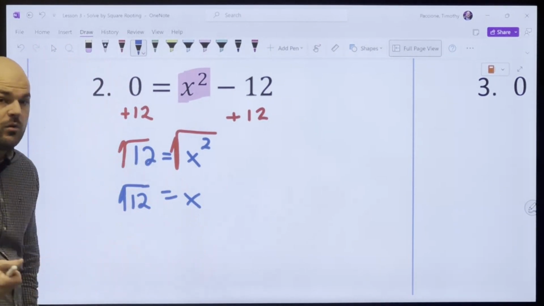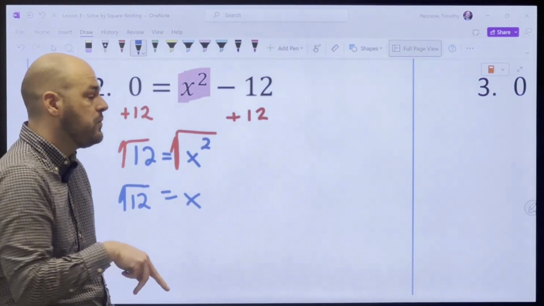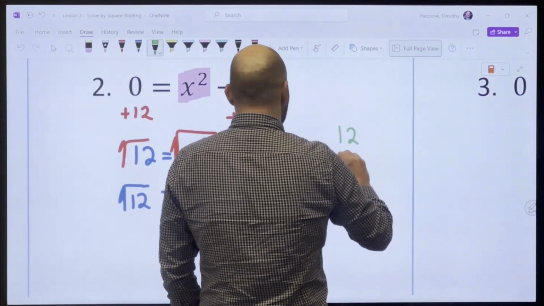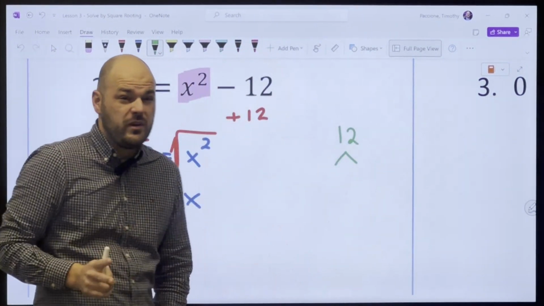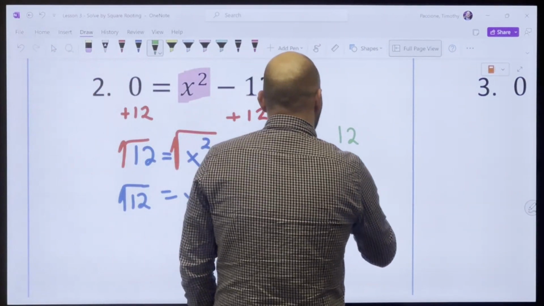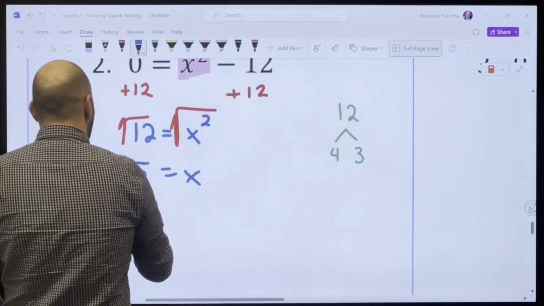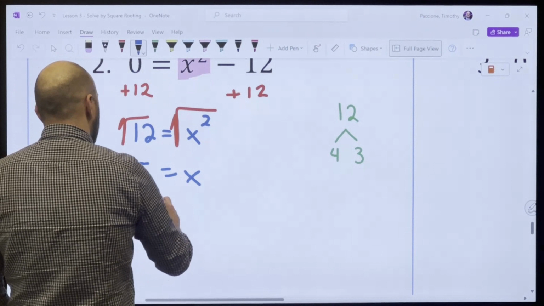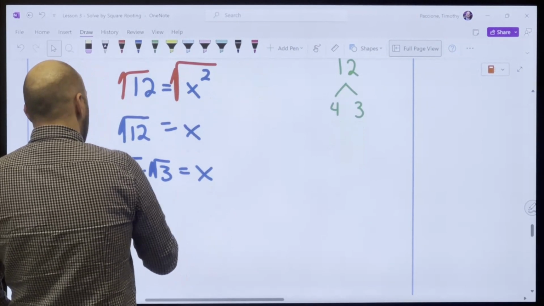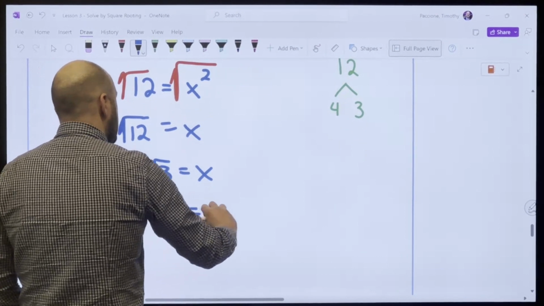Now, if I have the square root of anything that's not a perfect square, I have to do what we did on the front, where we check whether or not I can break it down. So I take 12 over here, and I say, well, let's see. Are there any perfect squares that go into 12? 4, right? 4 goes into 12 3 times. 4 times 3, right? So this becomes square root of 4 times square root of 3 equals x, or plus or minus 2 square root of 3 equals x, right?